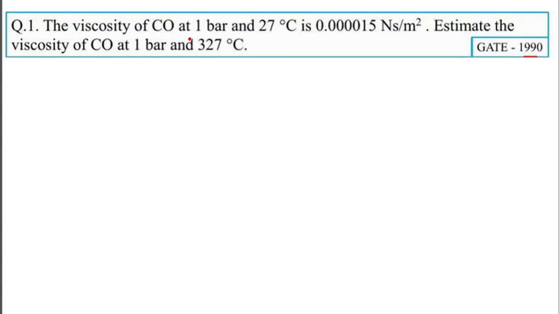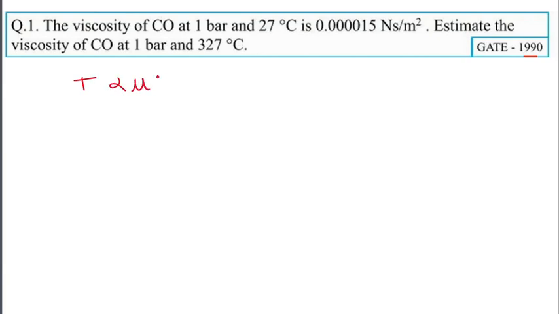Hi guys, today we are going to discuss fluid mechanics, a previous year question. So the given question is: the viscosity of CO at 1 bar and 27 degrees Celsius is given, and estimate the viscosity of CO at 1 bar and 327 degrees Celsius. So we know that there is a relation between the temperature and the viscosity.